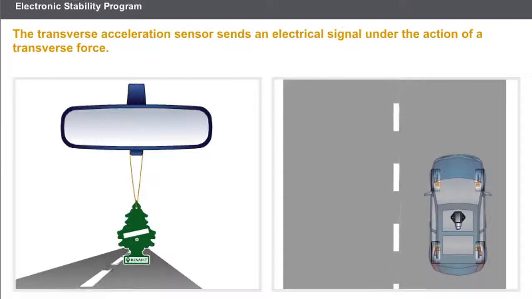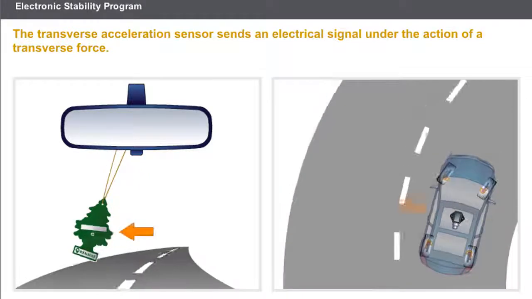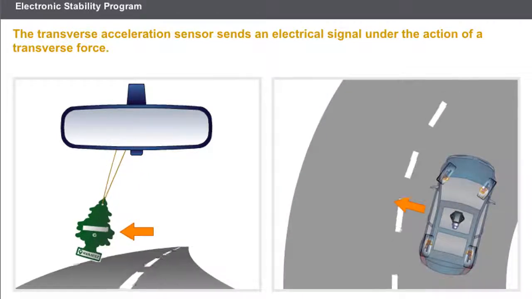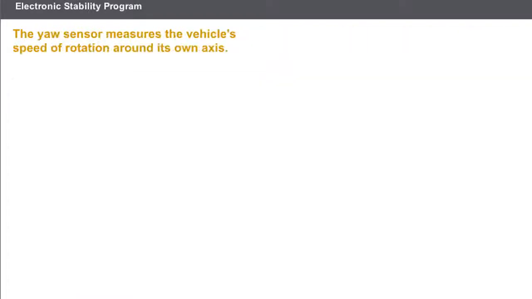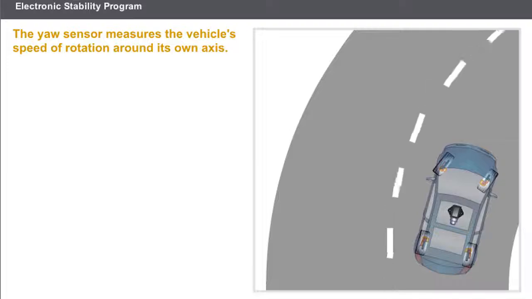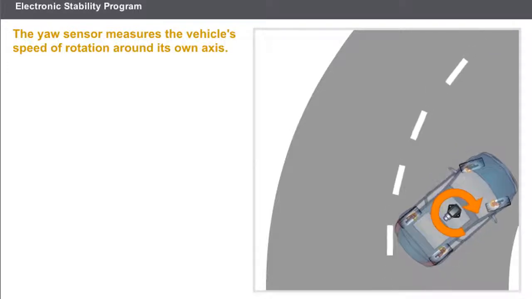The transverse acceleration sensor sends an electrical signal under the action of a transverse force. The computer determines the transverse acceleration by interpreting the change in the electrical signal from the sensor. The yaw sensor measures the vehicle's speed of rotation around its own axis. The sensor sends an electrical signal to the computer in relation to the yaw produced by the vehicle.